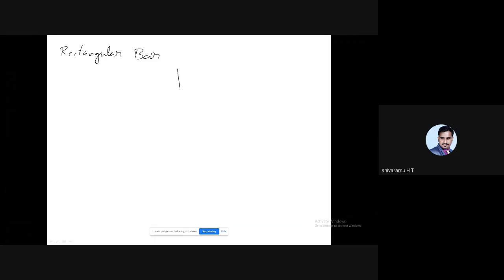So this is a rectangular bar. It is going to vary uniformly from one end to the other end. So we'll consider here the breadth B1 and here breadth B2 and length. So length will be L, and it will be subjected to the load P.